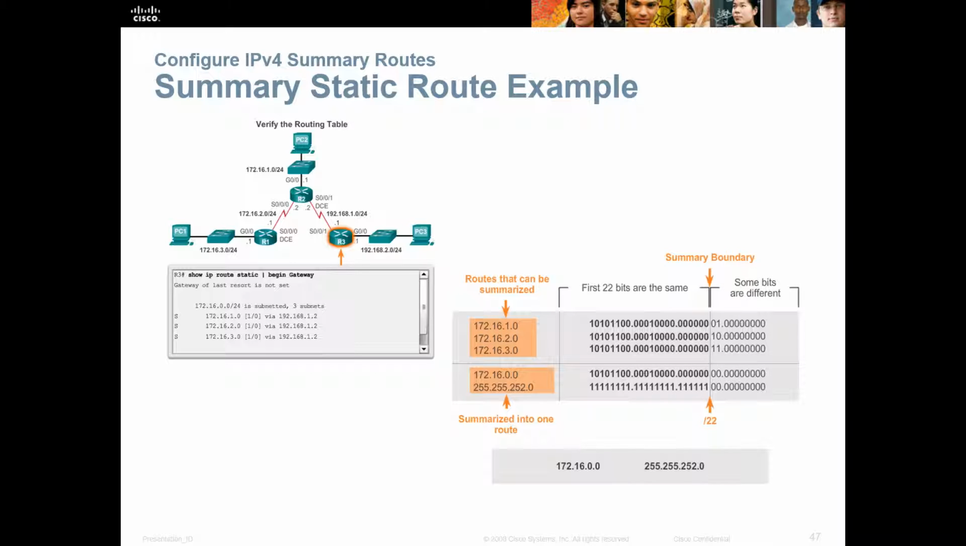Summary static route example. Again, same thing we've been doing. We see where they're the same. We draw a line. And here is our new subnet mask. All those turn to 1s, all those turn to 0. That way we get our subnet mask for our summarization.